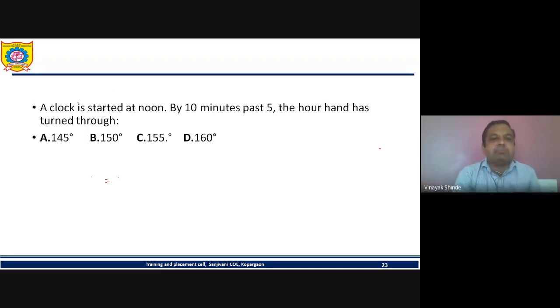Another question, very simple. A clock is started at noon, means at noon, 12 o'clock. By 10 minutes past 5, the hour hand has turned through how much degree? That is the question.